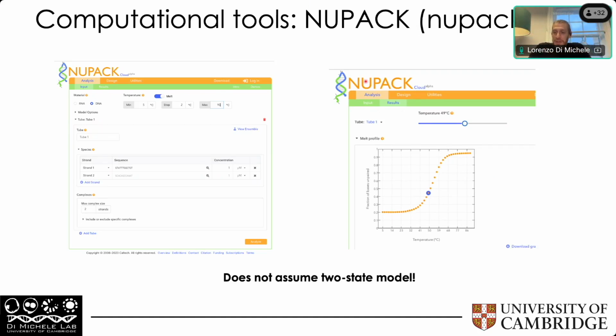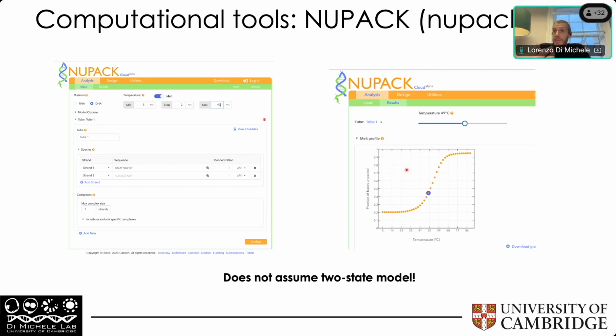So there are computational tools that can help you predict how your DNA molecules are going to interact with each other, how they're going to bind to each other, how they're going to fold as a function of temperature, as a function of salt concentration, as a function of the concentration of the DNA molecules. And these tools rely on this very good understanding that we have of the thermodynamics of nucleic acids.